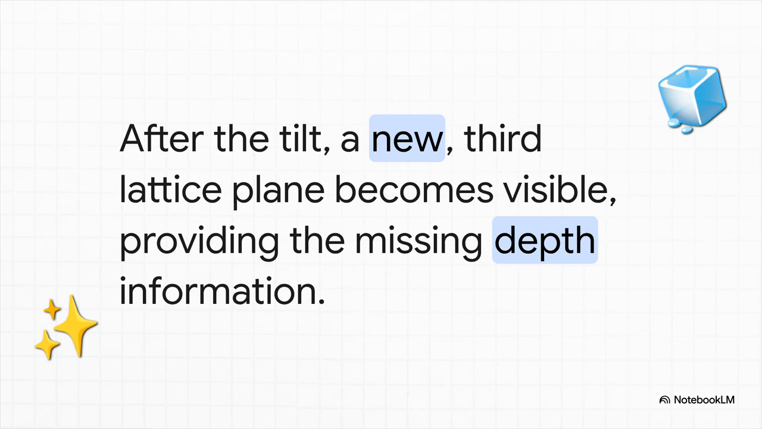I mean, the whole experiment, everything, rides on this one single precise move. And guess what? It worked perfectly. After that tilt, a brand new 3rd pattern just snaps into view, one that you couldn't see at all in the first picture. This is the key. This is the missing piece of the puzzle. It provides the depth, the z-axis, if you will, that the first flat image just didn't have.